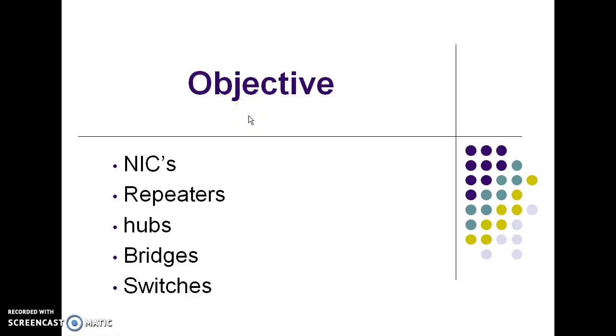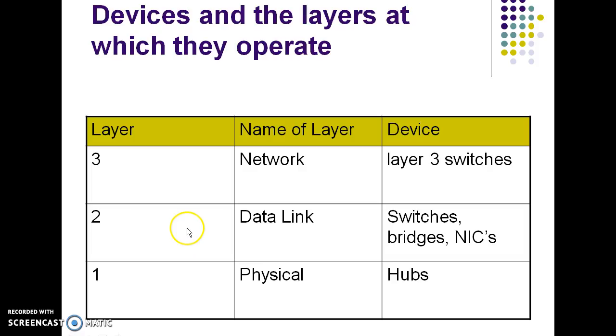NICs, repeaters, hubs, bridges, switches. There are different devices, they work on different layers. The hubs are working in the physical layer. Switches, bridges, NICs work in the data link layer. The layer 3 switches work in the network layer.